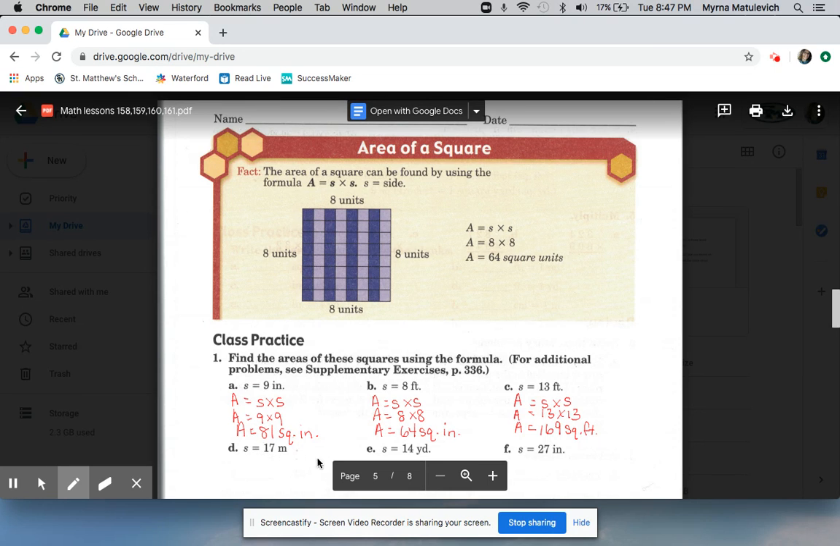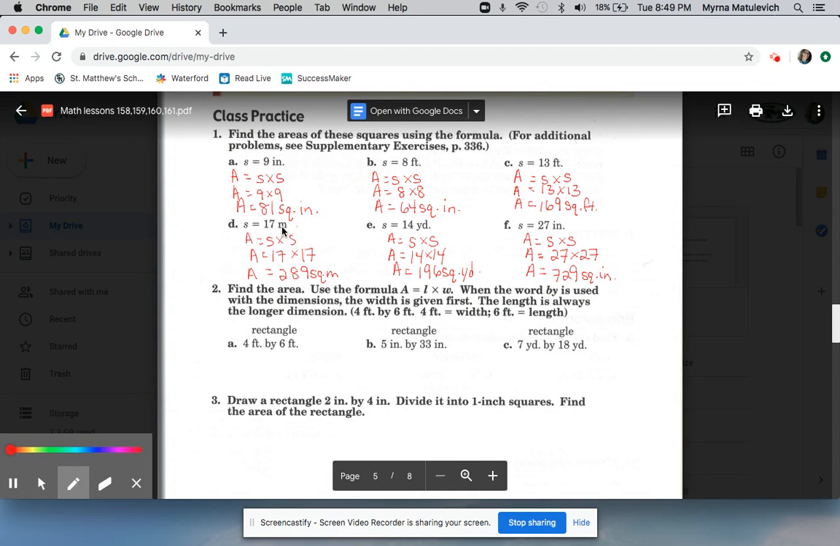Okay, so let's do these. And these are the answers you should have gotten. So 17 times 17 is 289, and 14 times 14 is 196, and 27 times 27 is 729. Don't forget your square units.